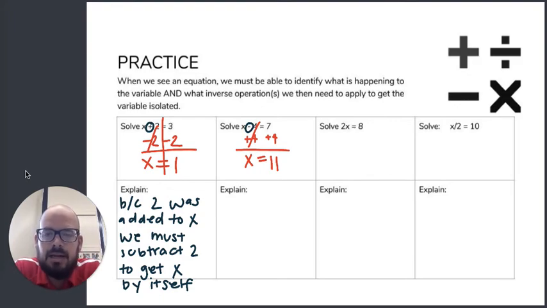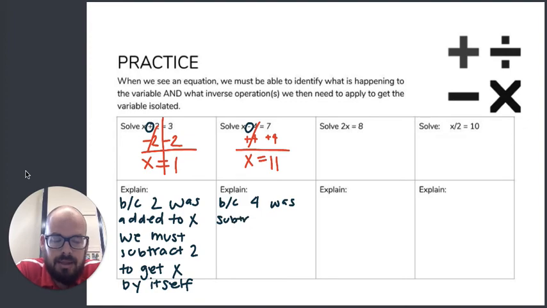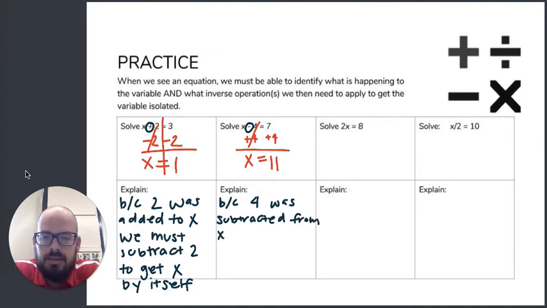But why does x equal 11? Why did I choose to add 4? Well, because 4 was being subtracted from x. That's how we have to think about this. What is happening to our unknown? Because 4 was being subtracted from x, we must add 4 back to x to get it by itself. Only when our variable, only when our unknown is by itself, can we know its value.